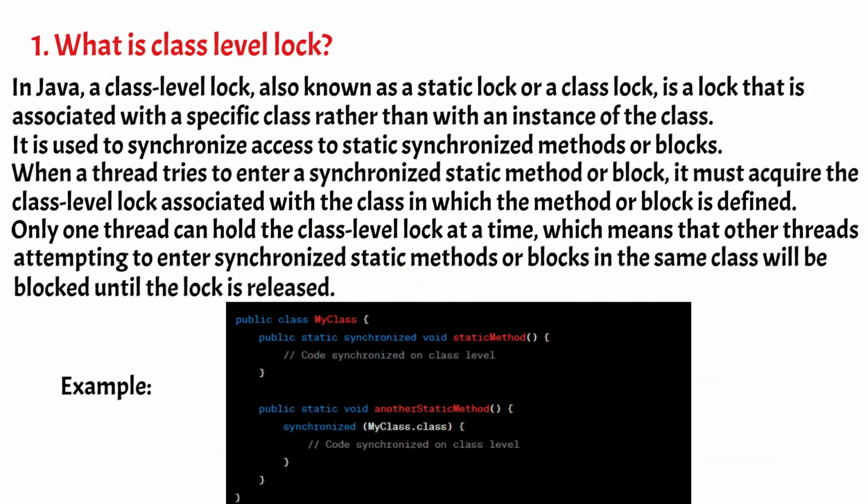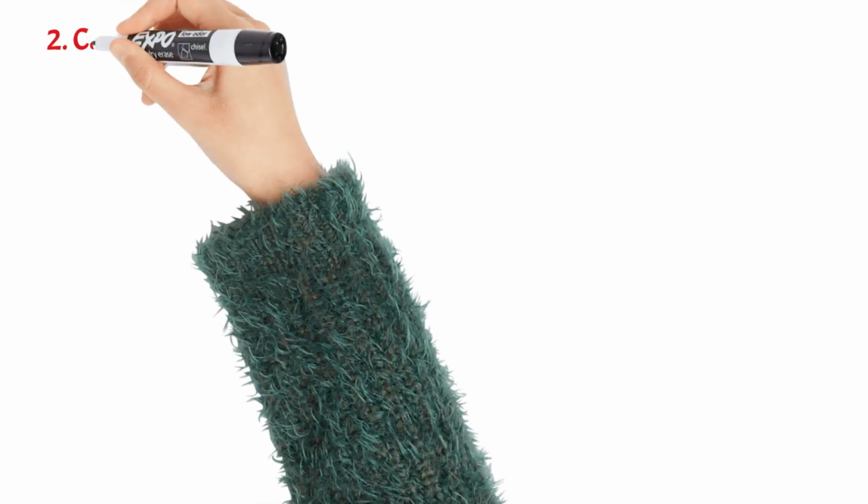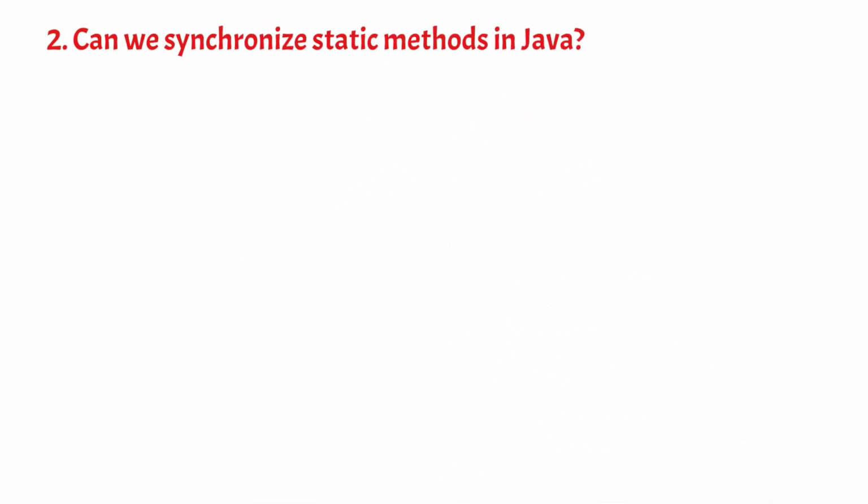Example: in the above example, both the static method and another static method are synchronized on the class level. This means that when a thread enters either of these methods, it acquires the class level lock associated with the MyClass class. 2. Can we synchronize static methods in Java?